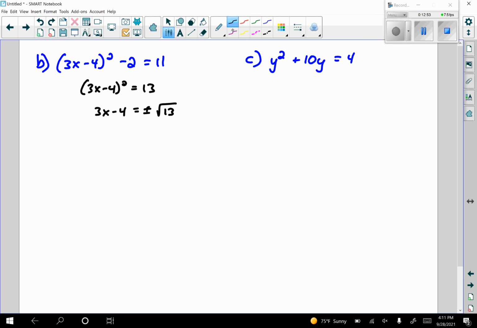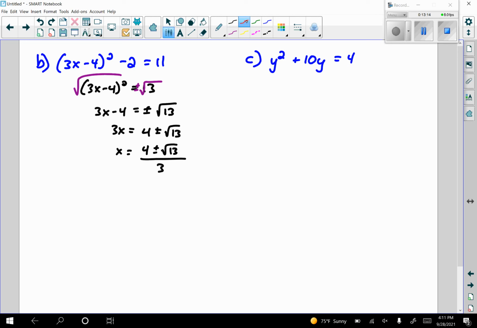We need the plus or minus because, again, I'm taking the square root of both sides. And then we'll just add 4. So we'll get 3x is going to equal 4 plus or minus radical 13. And then last, just divide by 3. And we could leave it all as one big fraction. 4 plus or minus radical 13 over 3.